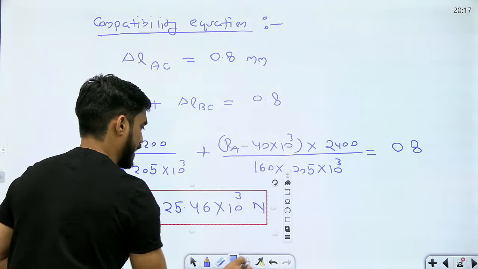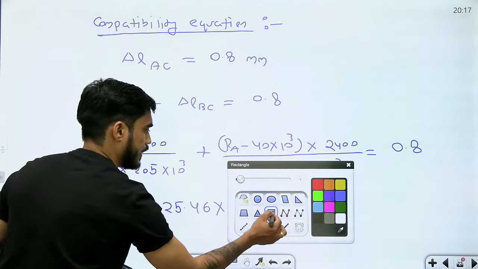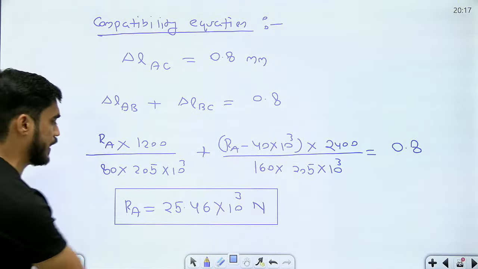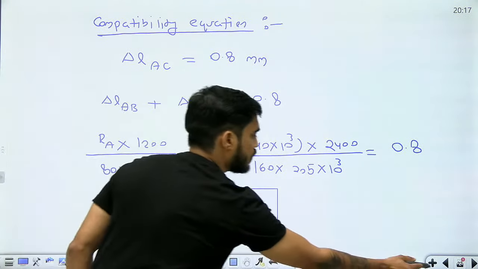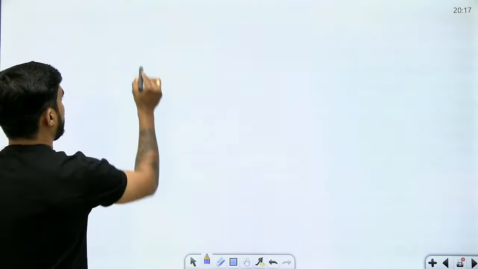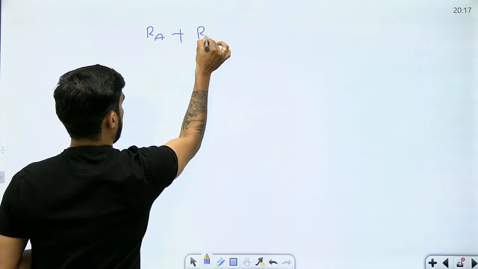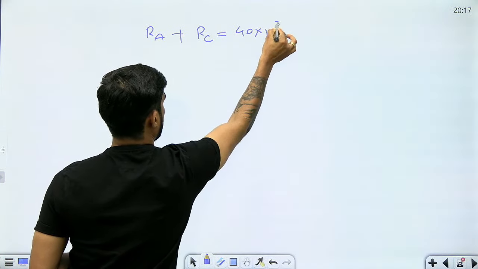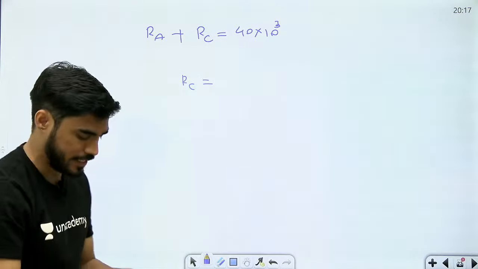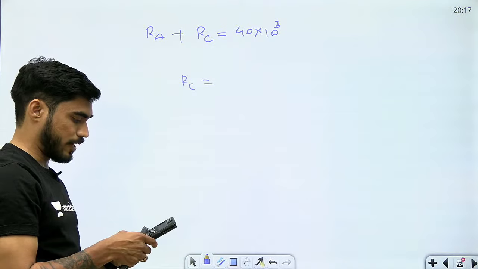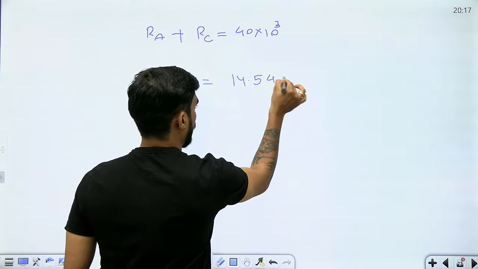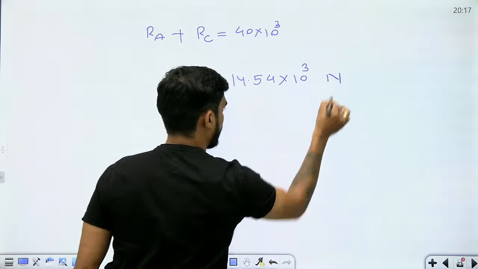Are you getting this? 25.46 into 10 to the power 3 Newton. And if RA is 25.46 into 10 to the power 3 Newton, then how much will be RC? RA plus RC equal to 40 kilonewton. So RC will be 40 minus 25.46, so it will be 14.54 into 10 to the power 3 Newton.